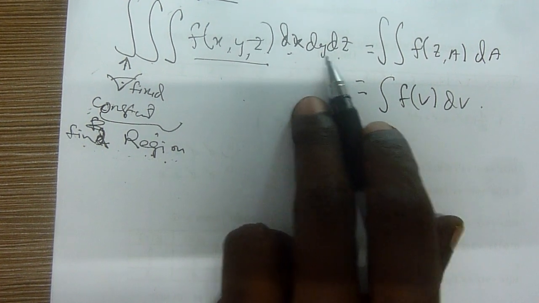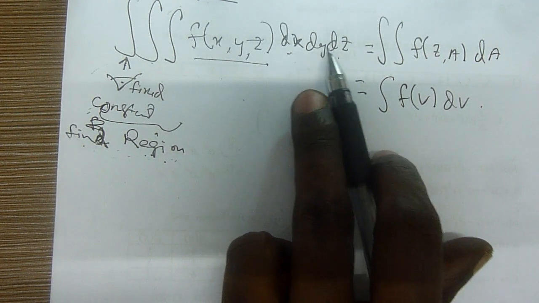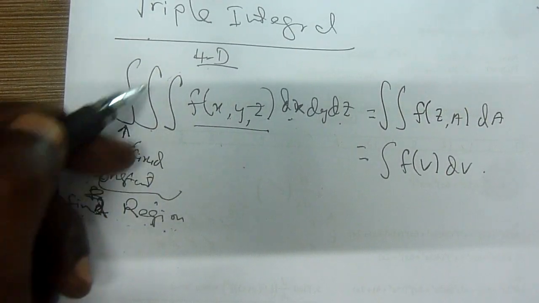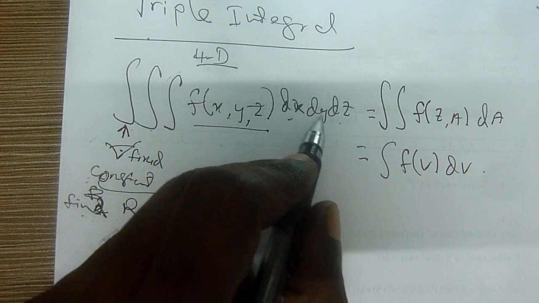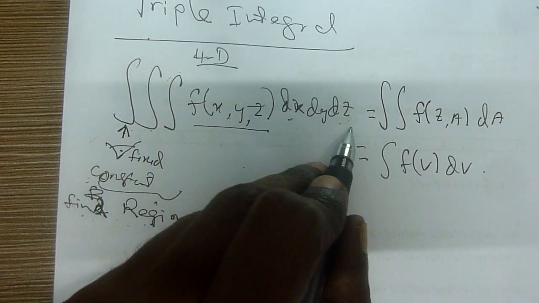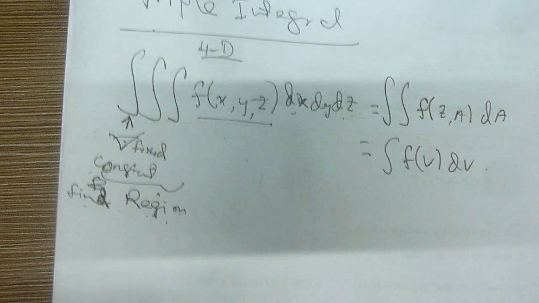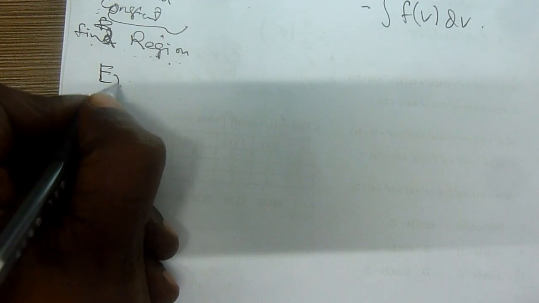Any exchange, I already explained to you. If you want to exchange this dz to dy or whatever, it is only allowed if the range is a constant. If the range is constant, then you are allowed to change this. If it is not a constant, you are not allowed to change. Now we can see the example.